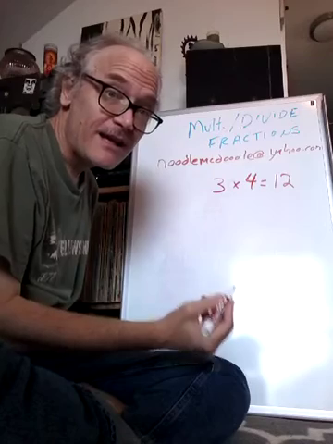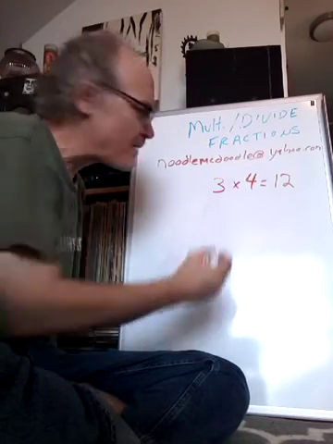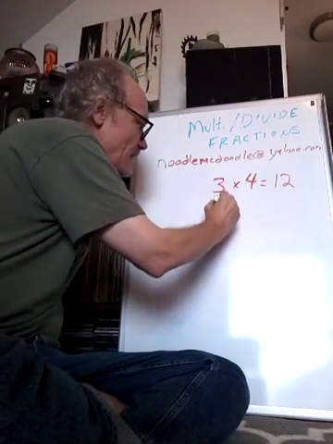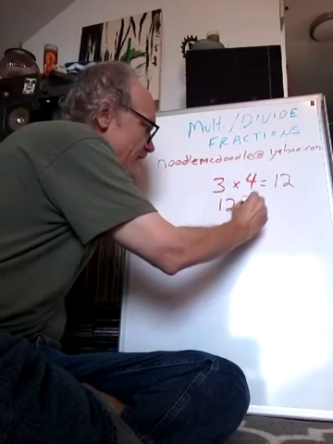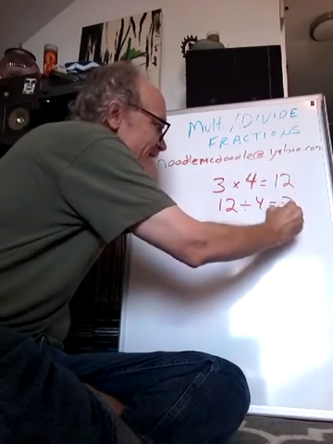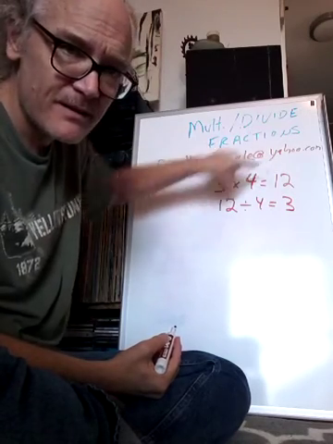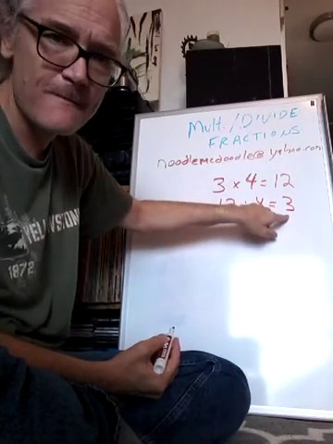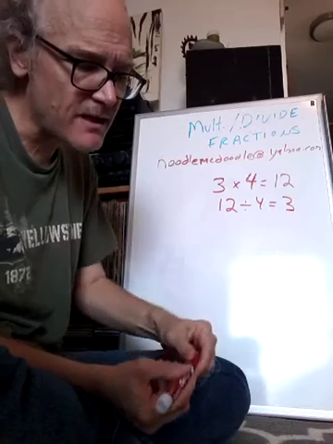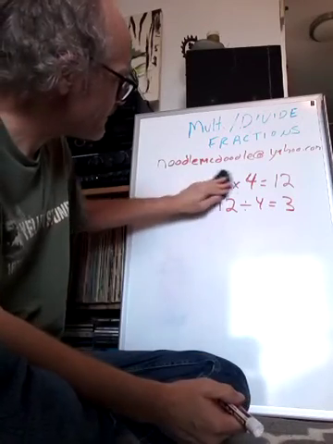But this is reversible. What do I mean by that? I mean that if I start with 12 divided by 4, I'm going to get 3. See? Multiplying means building it up. Dividing means breaking it down. Right? So let's look at what happens with fractions that way.